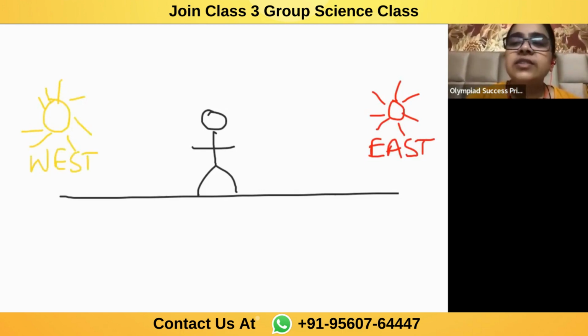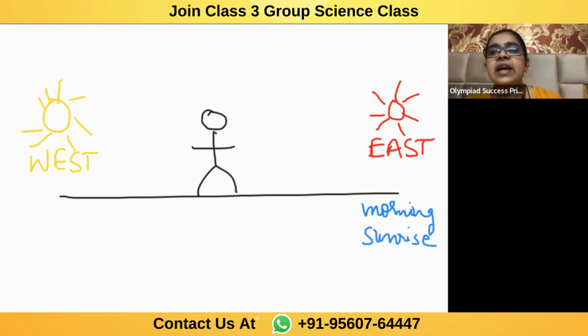All the suns in the position of east are considered in the timings like morning, sunrise, like that. So in the question, if it is mentioned that Ravi is walking during sunrise or Ravi is walking during the morning, then you understand automatically that we are talking about the sun being in the east.